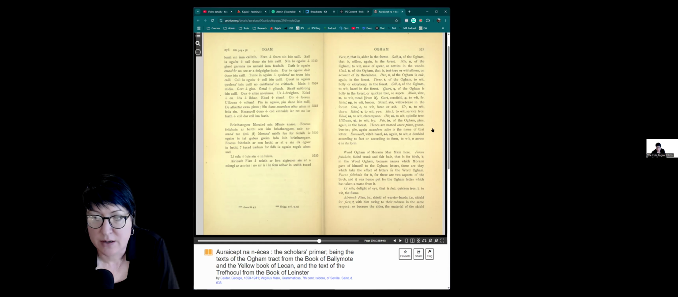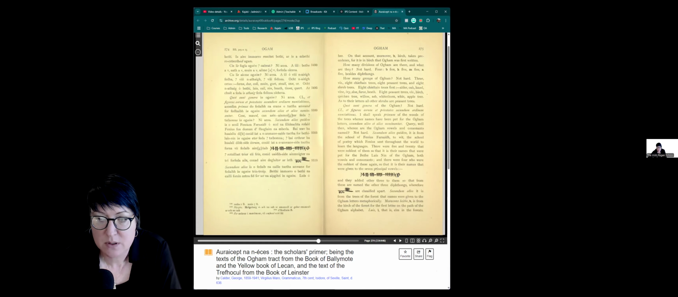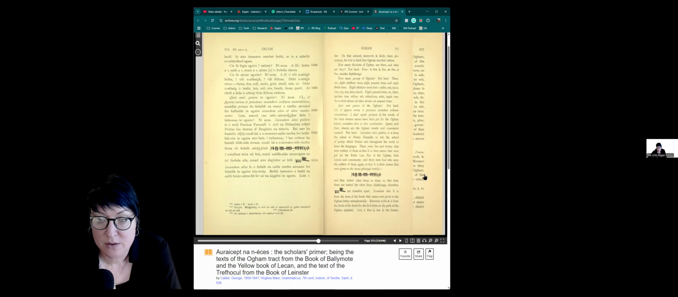Okay, then, sorry, it carries on. Hence are named carapin, gooseberries. Ifin, again, secundum alios is the name of that letter. Emancholl, witch hazel. AE, again, to wit, C doubled. According to fact or according to form, to wit, C across C in its form. So Emancholl would be maybe this one. Can't remember what the other ones are.